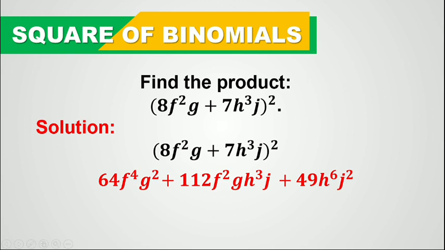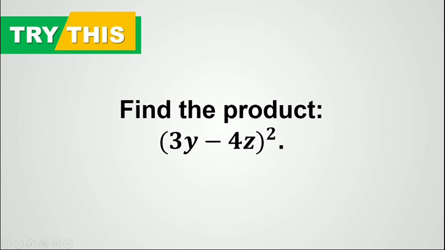So this time, I want you to try this one. Try to find the product when you square the binomial 3y minus 4z. And you may comment your answer in the comment section below.